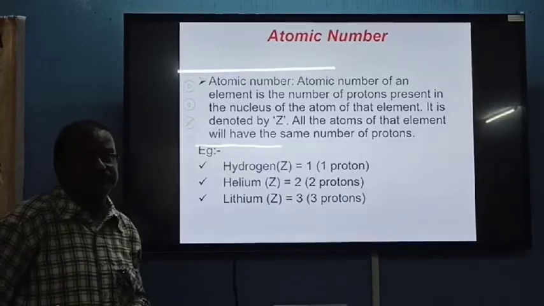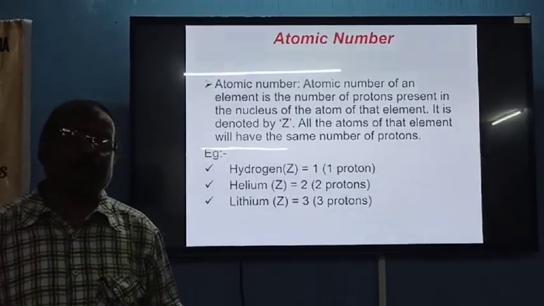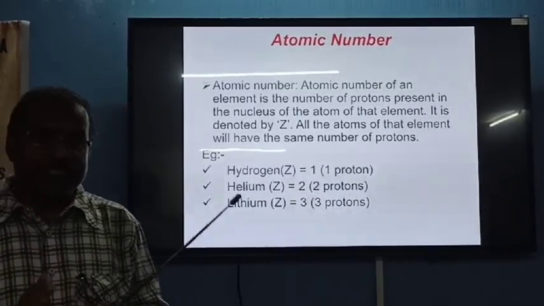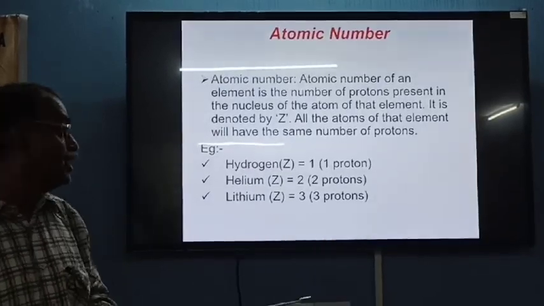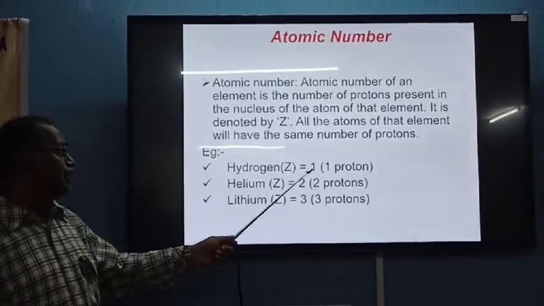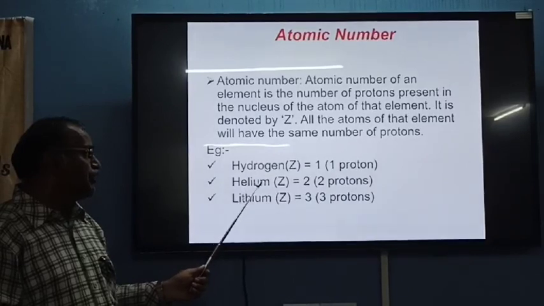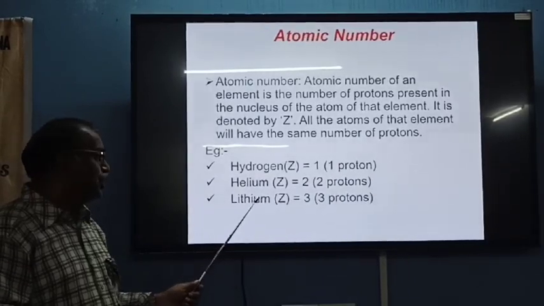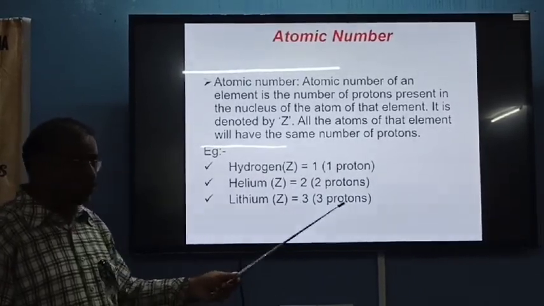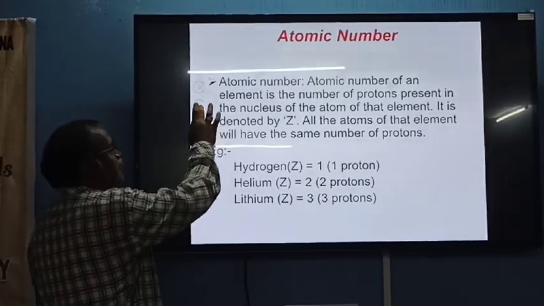Next, atomic number. Atomic number is nothing but the number of protons. How many protons are there, that can be taken as the atomic number. Hydrogen has 1 proton, so the atomic number is 1. Helium has 2 protons, atomic number 2. Lithium has 3 protons, atomic number 3. And so on, the number of protons.